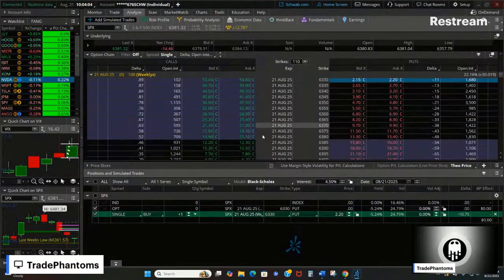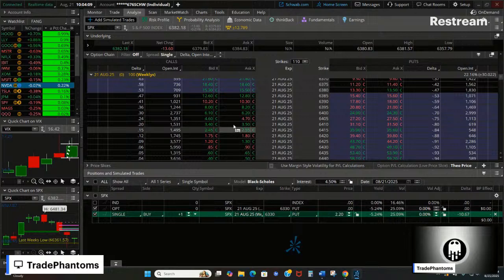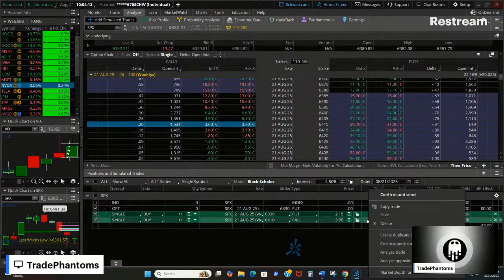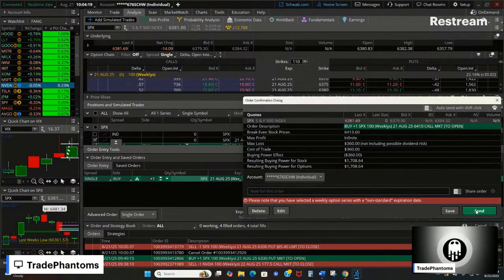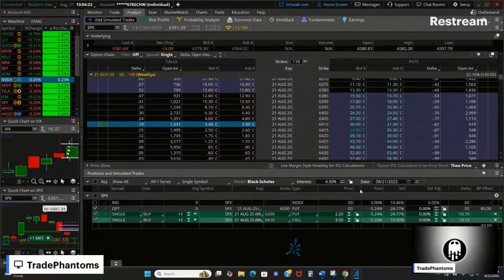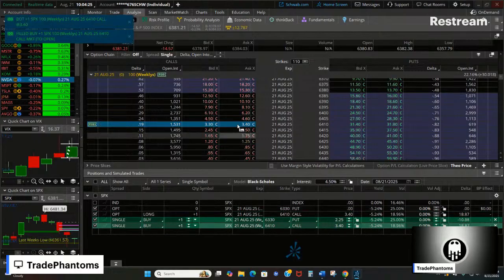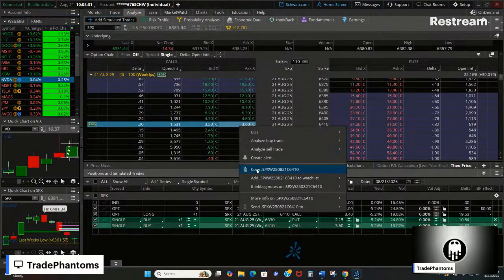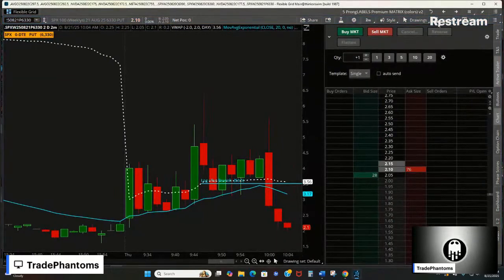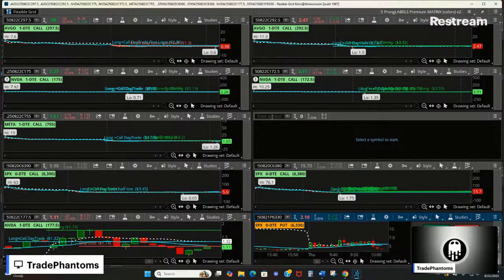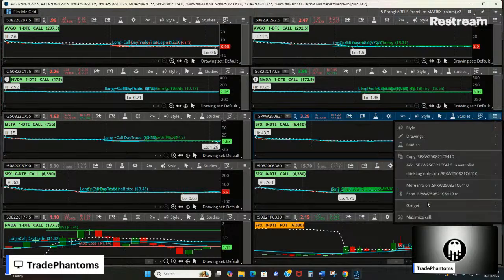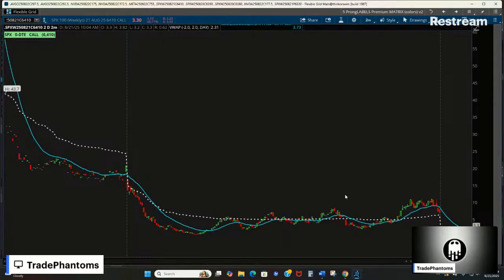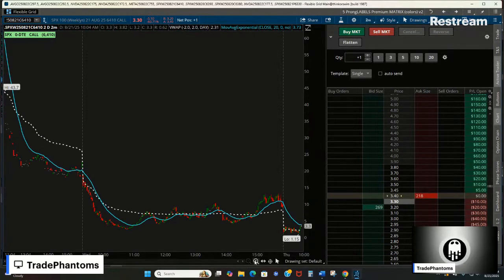All right, so we get long SPX. Pick up the 6410s, going for about 360. SPX 6410 strike call.